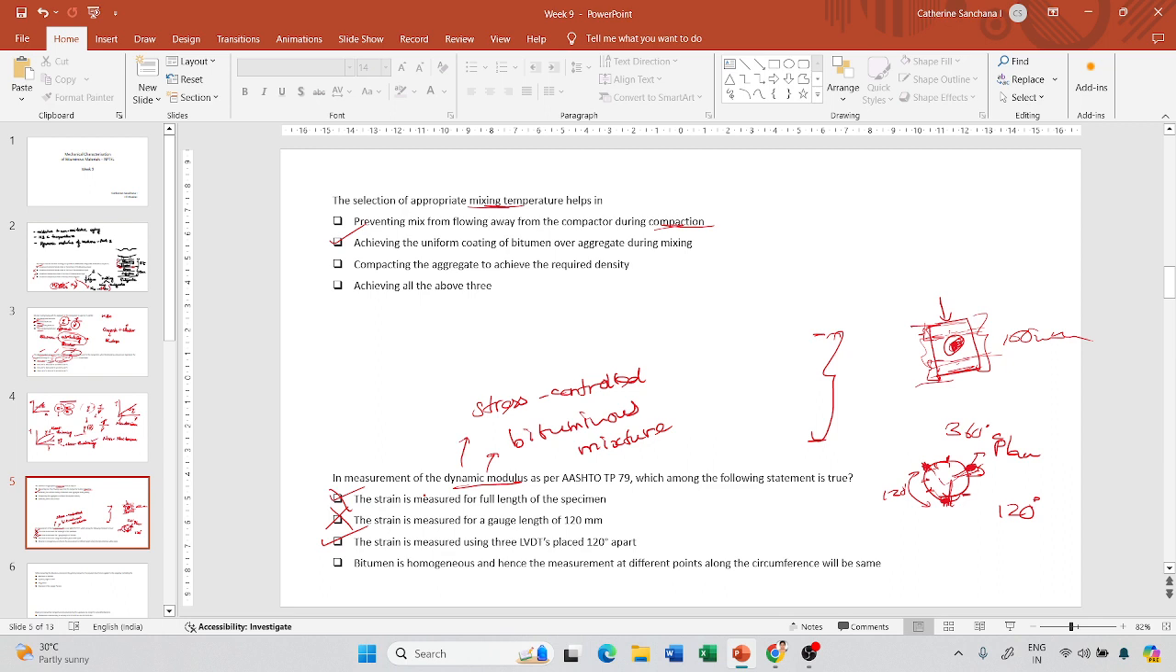Bituminous material is homogeneous, and hence the measurement at different points along the circumference will be the same. In any model, okay, so if you are planning to model the bitumen, or even in the design of the pavement layers, we assume the bituminous layer to be homogeneous, but obviously it is not homogeneous, okay. It is just an assumption, and so when you're making the measurement, you cannot simply take one part, because your sample is inhomogeneous. So you have to measure at least at 3 points. So this also is not the option.